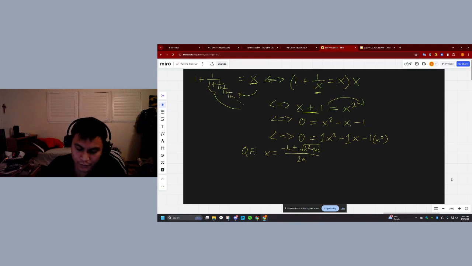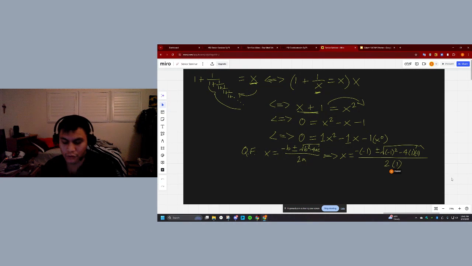Okay, so from here, we can say that x equals negative 1 plus or minus the square root of negative 1 squared minus 4. A is 1 and c is negative 1. Let me just correct that square root right there. And then all this is all divided by 2 times 1, which is just 2.